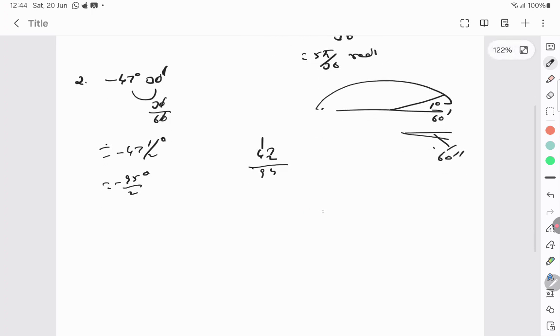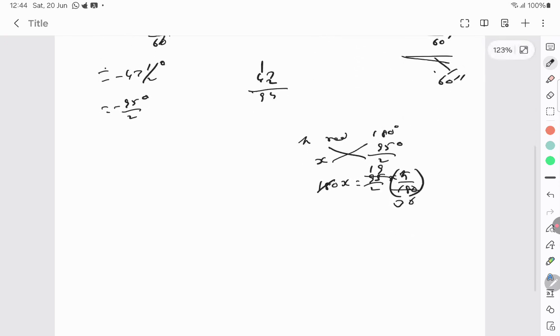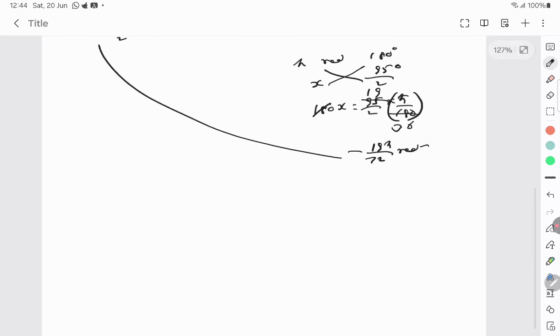Now you know you can multiply by pi by 180, or you can say pi radian is equal to 180 degree. And 95 by 2 degree is how many radian? Ignore the negative sign and do it. 180 into x is equal to 95 by 2 into pi. Bring the 180 down, so you can just multiply by pi by 180. Just cancel this off. 5 1s are 5, 9 5s are 45, 5 3s are 15, 6 5s are 30. So it's 19 pi by 72 radians. That's the answer with a negative sign brought in finally.